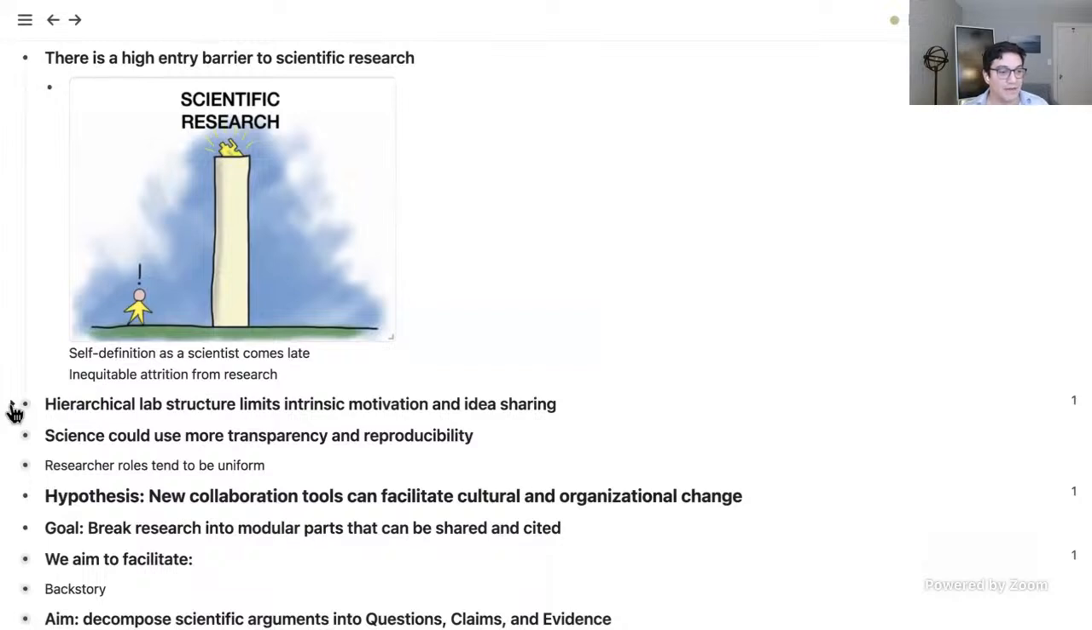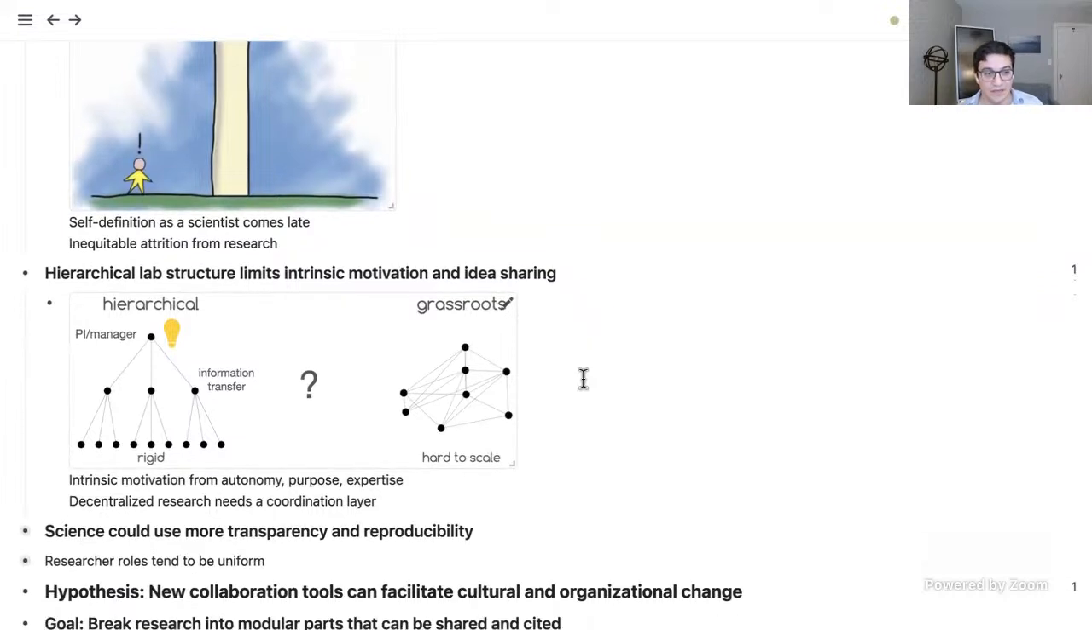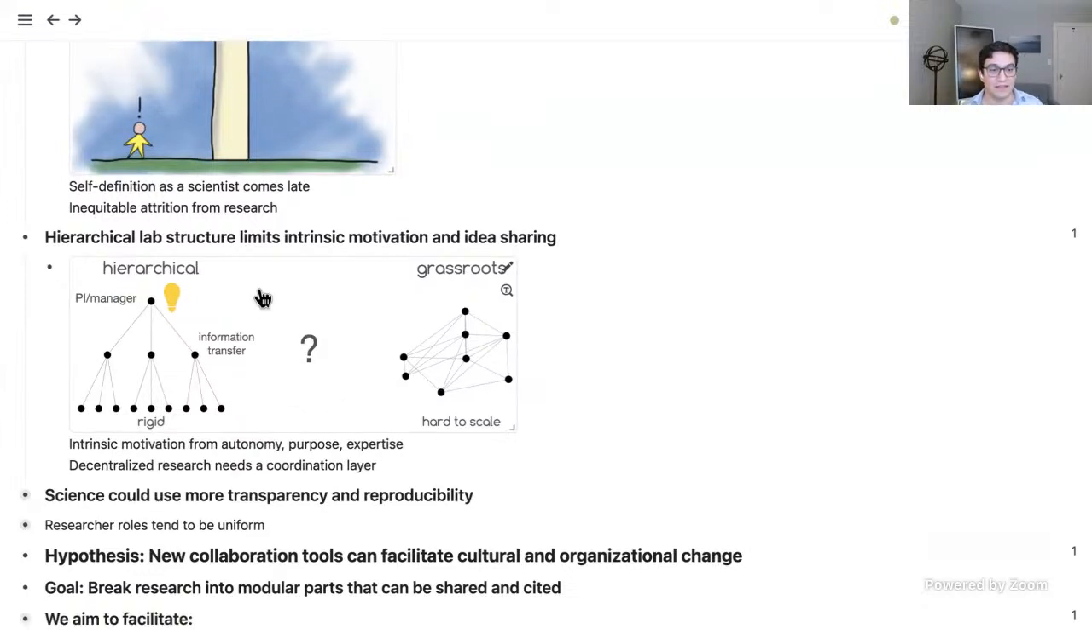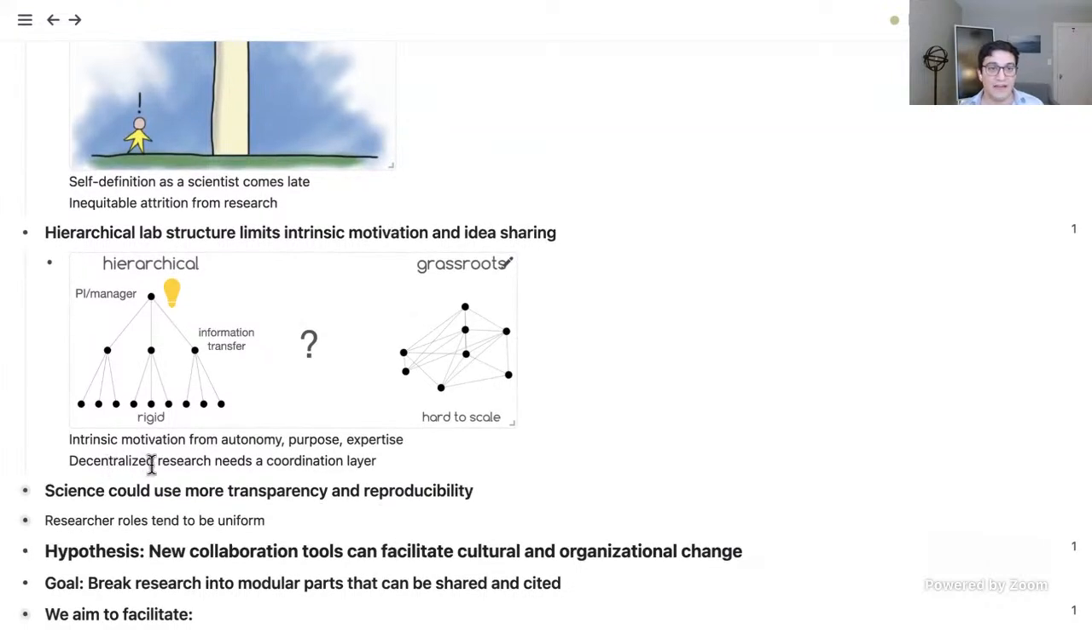The other systemic challenge that we're interested in helping to address is what factors contribute to the highest intrinsic motivation for researchers and their ability to share ideas productively with other members in the field. We've noticed that the hierarchical structure of labs, for example, is one of the factors that limits this intrinsic motivation. Another set of social science research suggests that three factors that contribute to intrinsic motivation are autonomy, purpose, and a sense of expertise. The sense of purpose tends to be quite high when we're doing basic research, but the sense of autonomy can often be sapped from a trainee through this hierarchical relationship where the PI or the manager is expected to be the font of most ideas, which then get passed along to the researcher.